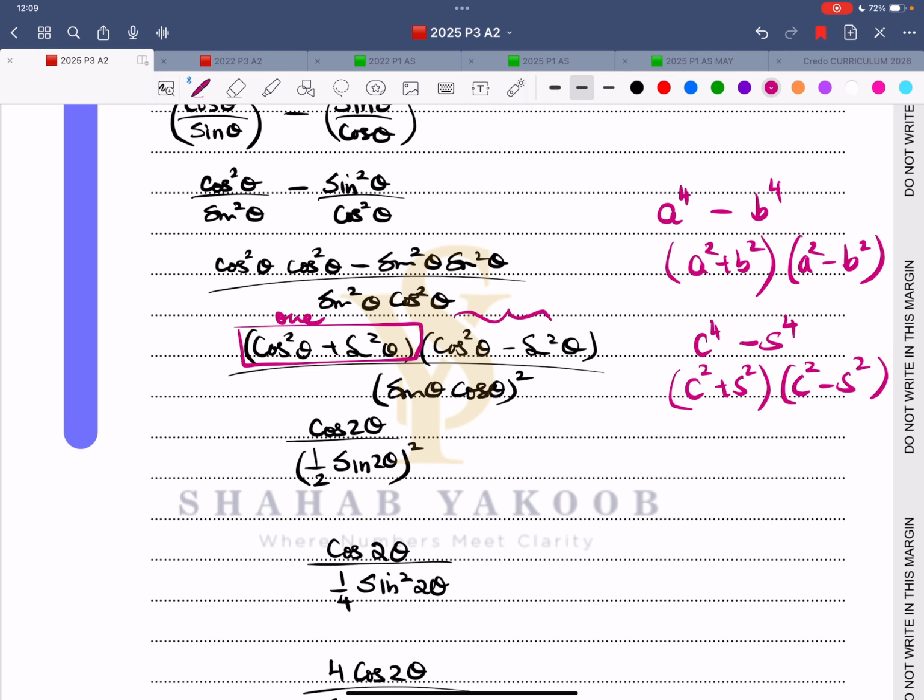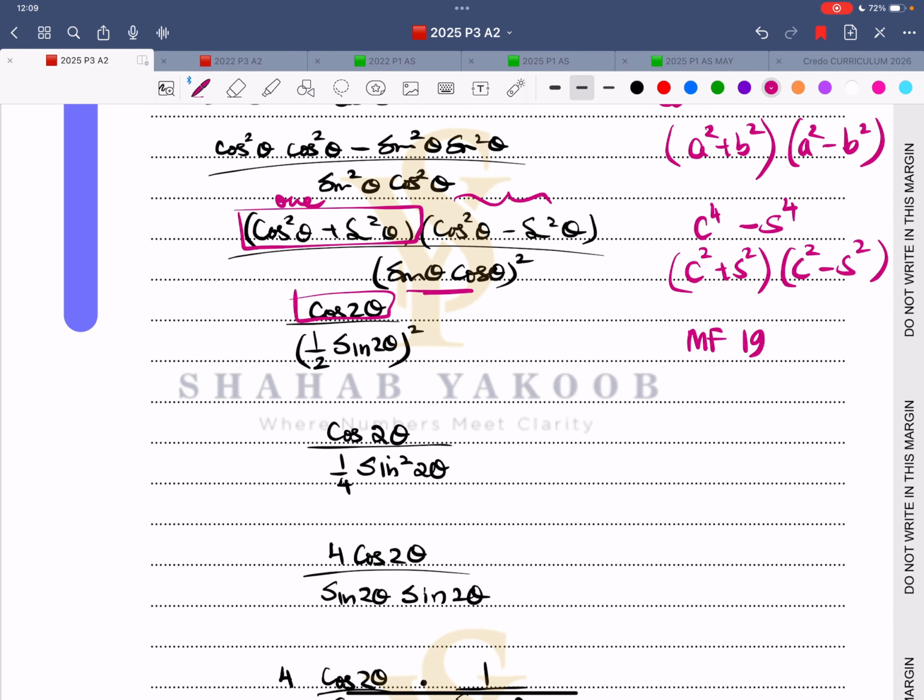Cos square minus sine square, isn't that cos 2 theta? Yes, you have the formula booklet MF19. You can refer to it. I remember it. Sine theta, cos theta. What have I done over here?